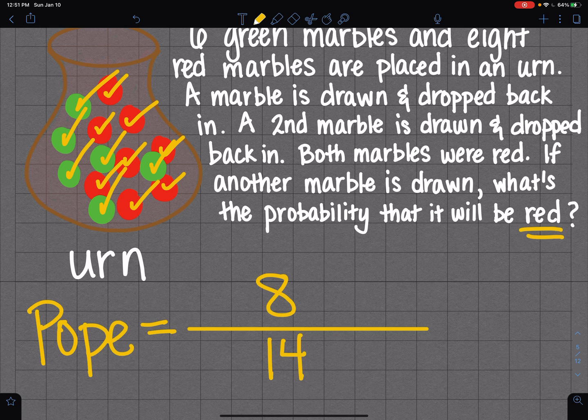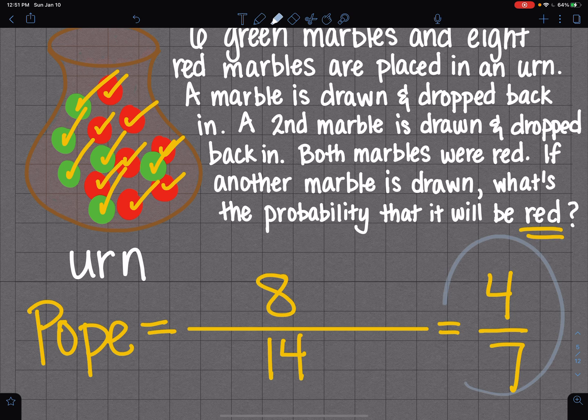So 8 out of 14 is the ratio that you get, the chances that it's going to be red. And you can simplify that further. Let's see, I'm going to divide that in half. Yeah, so it's going to be 4/7. So the probability of pulling out a red one is 4 out of 7.